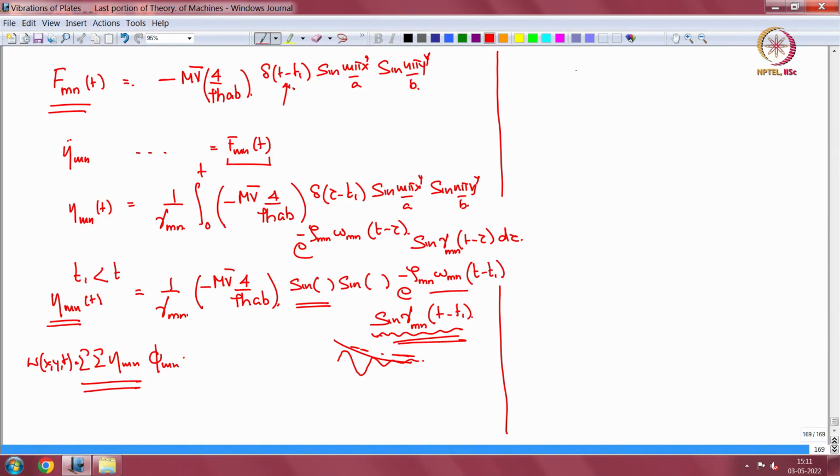Now we have to look at response of curved systems also. Okay. Response of a curved shell. So response of a cylindrical shell to a point force. Okay. Now, so let us say this is my cylinder, okay, this is my cylindrical shell.